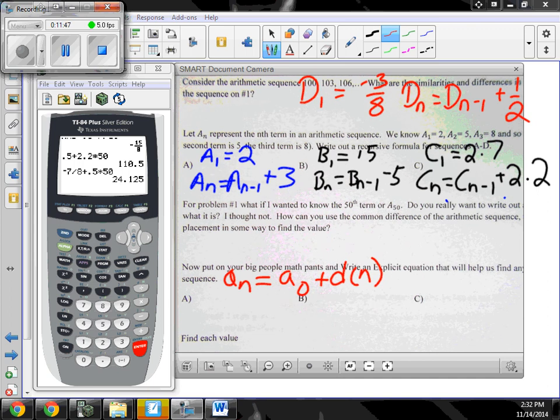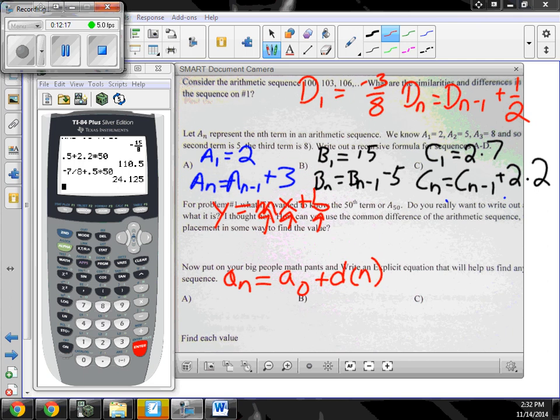All it is, right? To find any term, I take the beginning term, which is the y-intercept, and I add the common difference n times. So I'm taking the slope and multiplying it by x and adding it to the original value. So this is really just the slope-intercept equation written in a different form.